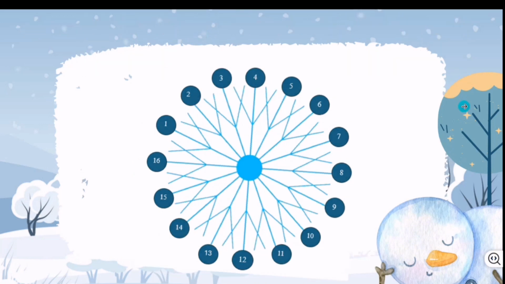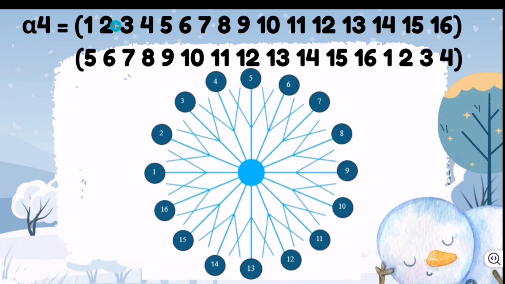For our alpha sub 4, we have 1 to 5, 2 to 6, 3 to 7, 4 to 8, 5 to 9, 6 to 10, 7 to 11, 8 to 12, 9 to 13, 10 to 14, 11 to 15, 12 to 16, 13 to 1, 14 to 2, 15 to 3, and 16 to 4.